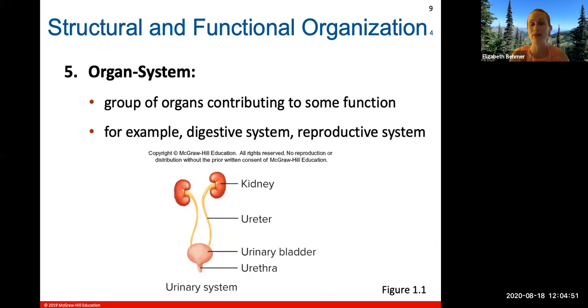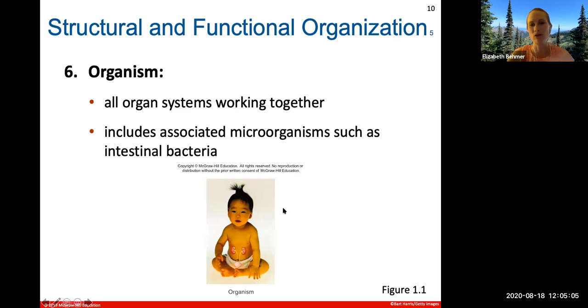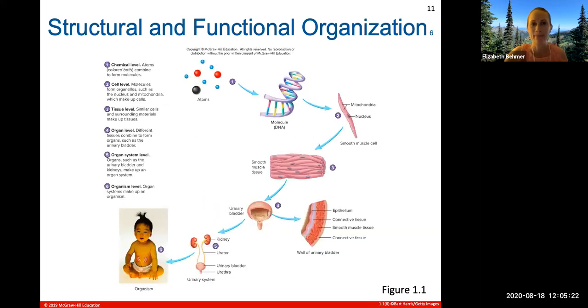Then different organs come together to create organ systems, and we have 11 organ systems in the body. For example, the digestive system, the reproductive system, here's the urinary system. Then we join all those organ systems to work together to create an organism, which is what you and I are. We also include associated microorganisms such as bacteria in this. So that is what an organism is, our highest level of structure and organization within the body.